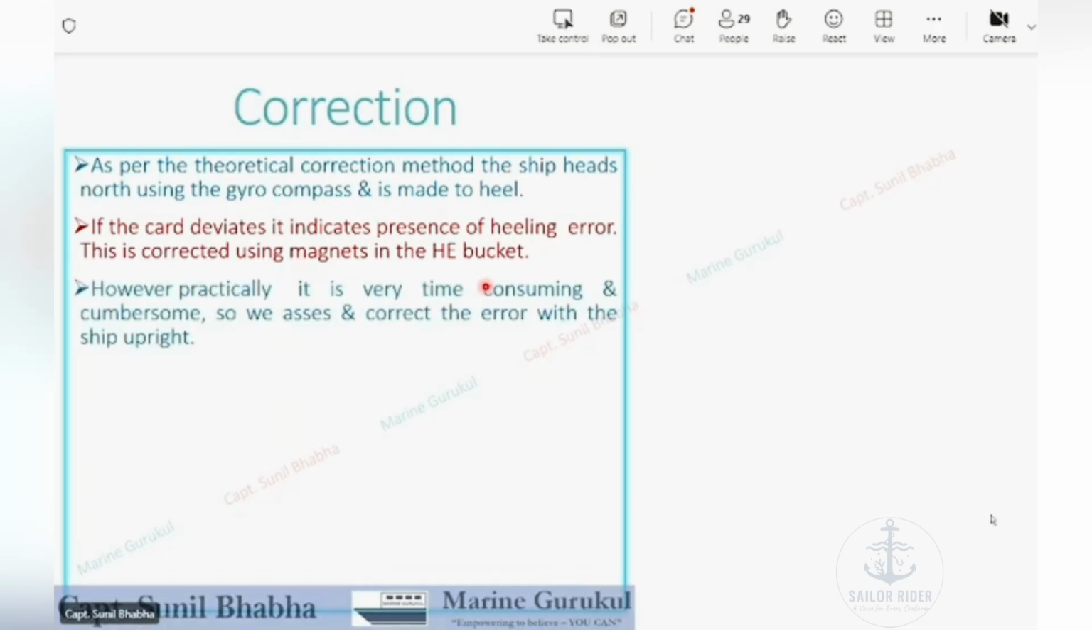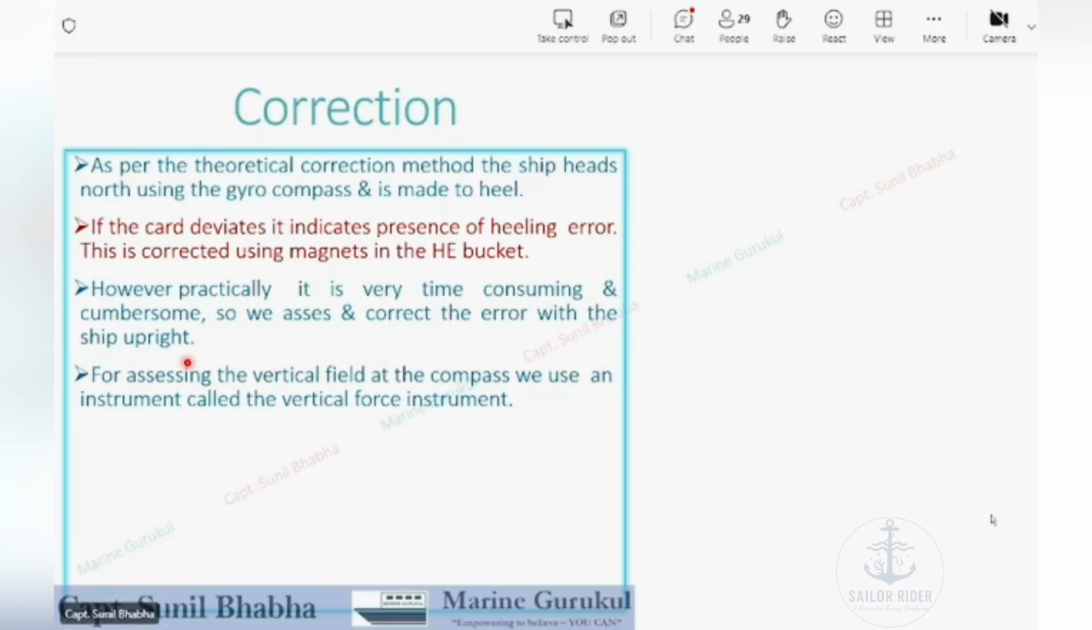Now practically, this method is going to be very, very time consuming and cumbersome. It is going to take a long time to heel the ship to one side, and we need a substantial heel angle to properly judge the heeling error and correct it. So instead of heeling the ship, we assess and correct this error with the ship upright. So how can we judge this error in the upright condition? For this, we use a special instrument which is known as a vertical force instrument, in short a VFI.